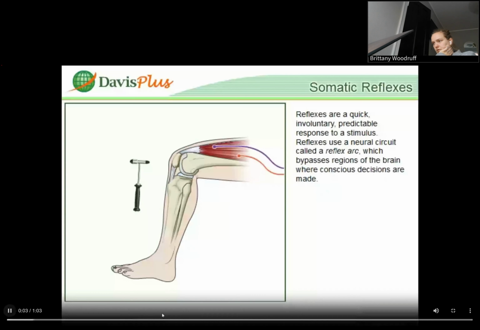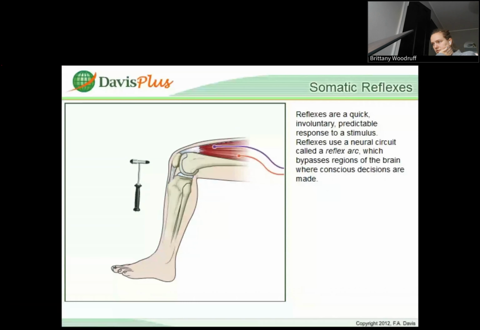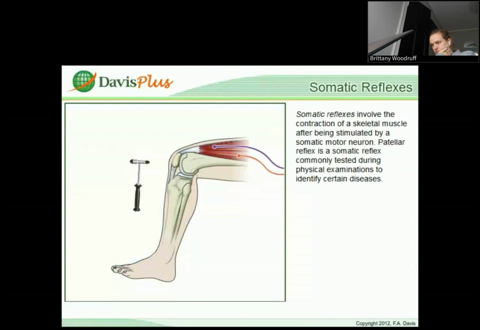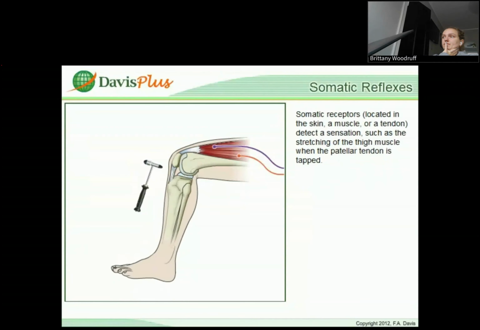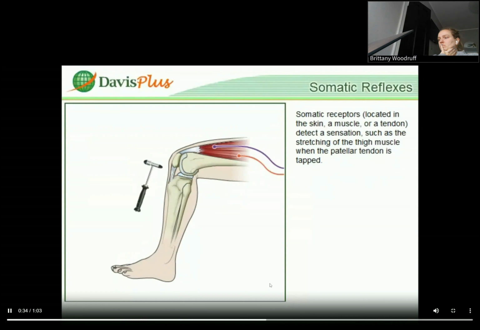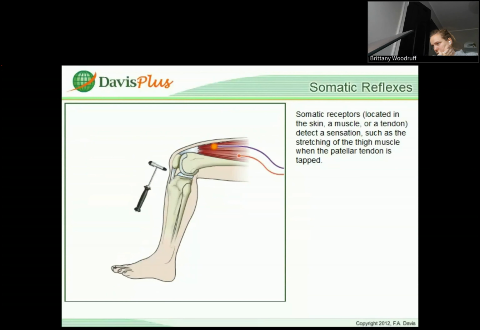Voluntary, predictable response to a stimulus. Reflexes use a neural circuit called a reflex arc, which bypasses regions of the brain where conscious decisions are made. Somatic reflexes involve the contraction of a skeletal muscle after being stimulated by a somatic motor neuron. Patellar reflex is a somatic reflex commonly tested during physical examinations to identify certain diseases. Somatic receptors, located in the skin, a muscle, or a tendon, detect a sensation such as the stretching of the thigh muscle when the patellar tendon is tapped.